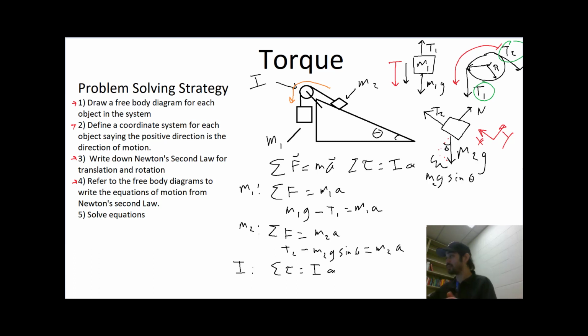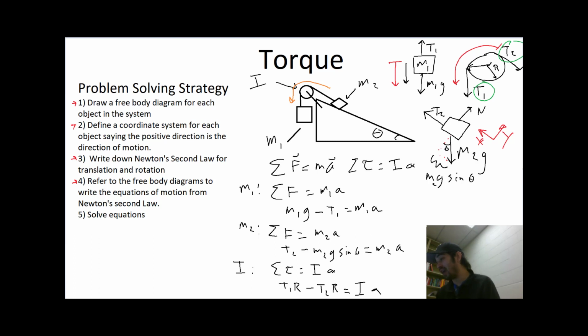So now, let's put that together and also consider what direction these two torques are going to cause us to rotate relative to the coordinate system that I drew. T1 is going to cause us to rotate in the positive direction. So this is going to be T1 times R. T2 is going to cause us to rotate in the opposite direction. So this is going to be minus T2 times R. Okay? And this is going to be equal to I times alpha.